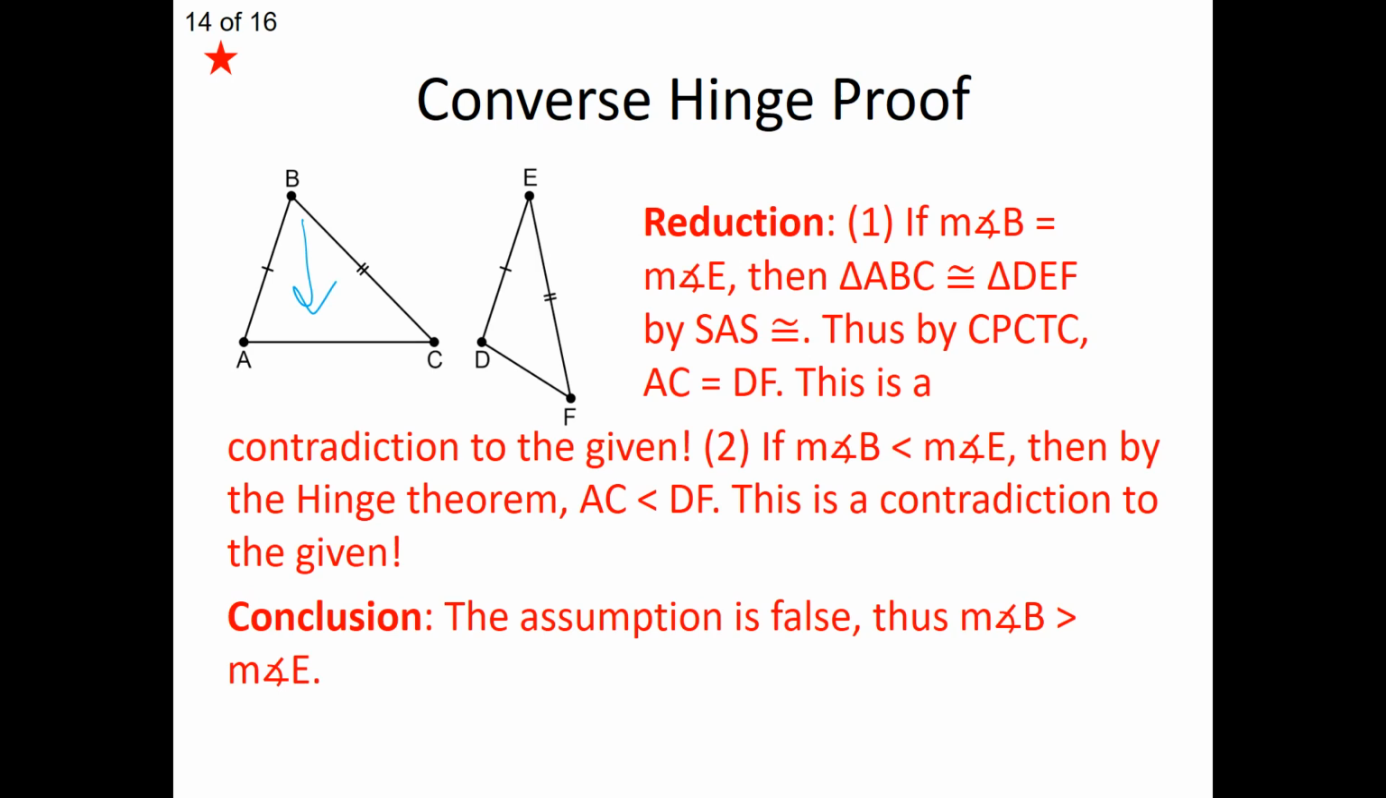But that's another contradiction because we're given that AC is greater than DF, so no way can the possibility of angle B being less than angle E ever be true because it reaches a contradiction. So in other words, it can't be equal to, it can't be less than, which means angle B must then be greater than angle E. And there we have it, the proof of converse hinge.